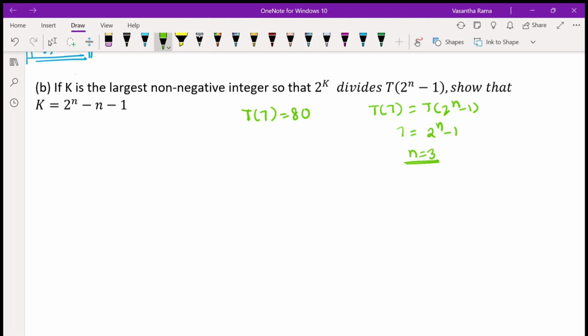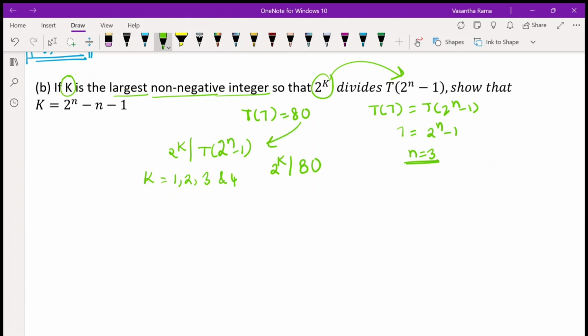Okay, keeping this aside, we also need to find out the value of k such that it is the largest non-negative integer and 2 power k divides T of 2 power n minus 1. So 2 power k must be a factor of T of 2 power n minus 1. The possible values of k here would be 1, 2, 3 and 4, since 2 power k must be a factor of 80, right? However, since we need to find the largest value, k would be equal to 4.